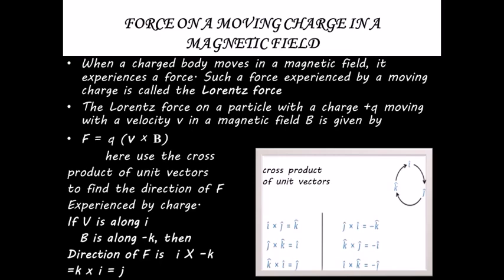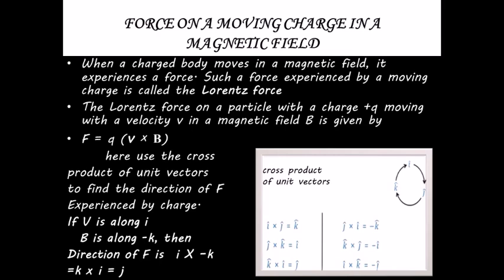It gives a concrete result without error, provided you have this knowledge of the cross product of the vectors. So let us apply this knowledge here in this formula: F is equal to q v cross B. I have taken this example here. If I am taking velocity along i cap and magnetic field along minus k cap, the direction of the force can be written in terms of unit vectors as i cap cross minus k cap.